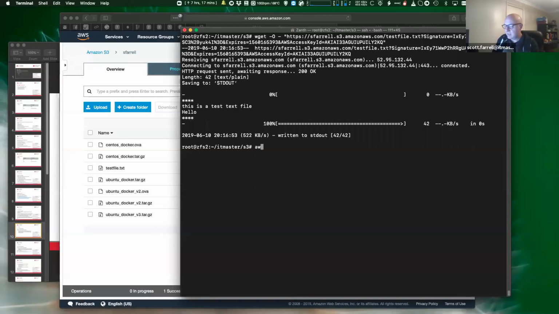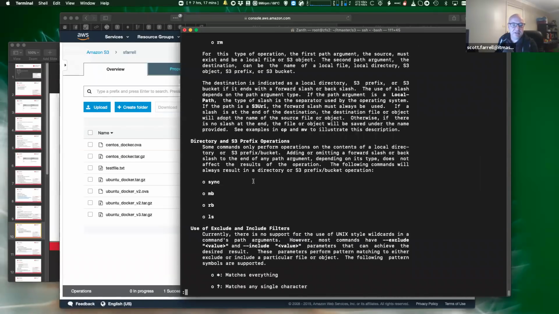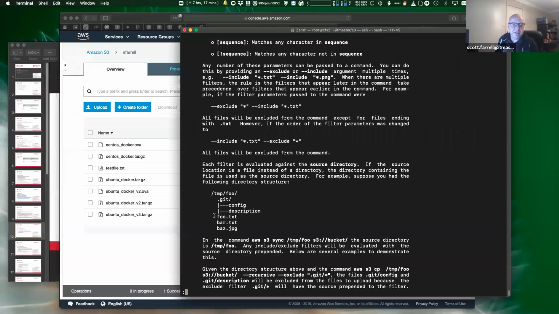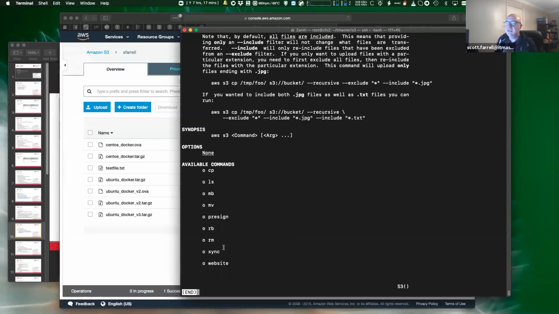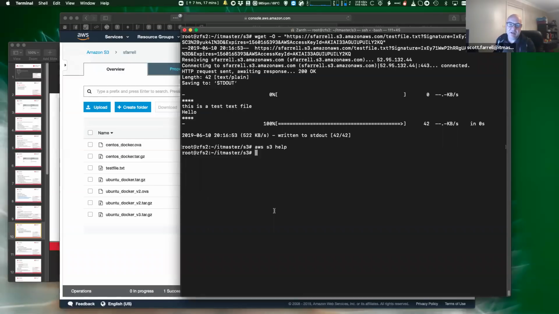And aws s3 help. There's also a sync command. So there's a sync command here. And so you can sync a local set of folders up to Amazon, and it will effectively be very similar to Dropbox then. But I didn't do a demo of that one.